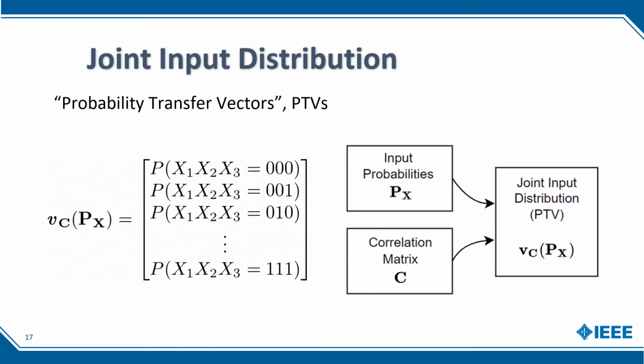Now we'll use correlation matrices to help define the joint input distribution for a given circuit. We can express this joint distribution as the so-called probability transfer vector, or PTV. Each entry of the PTV corresponds to the probability of seeing a given bit pattern on the circuit inputs. So, for a circuit with 3 inputs, the PTV is a vector of size 8 containing the probabilities that the inputs are 0, 0, 0 through 1, 1, 1. Then, given a correlation matrix, our goal is to write the PTV as a vector-valued function of the input probabilities. We notate this as V sub c of P of x in bold.